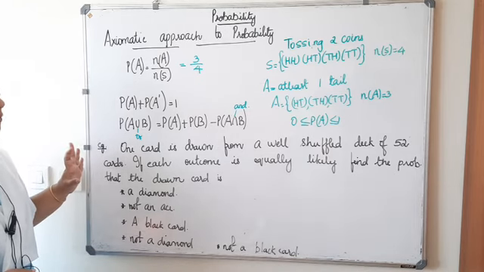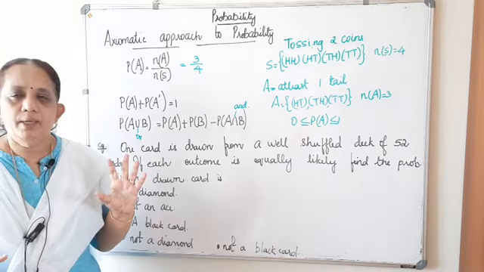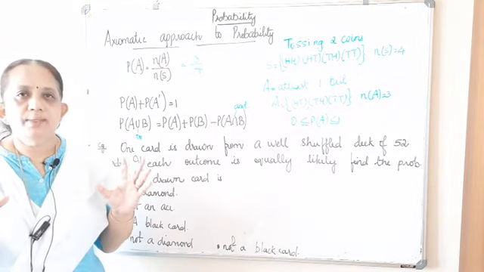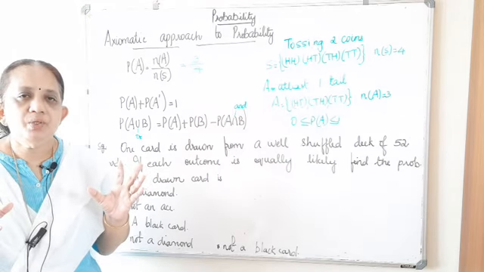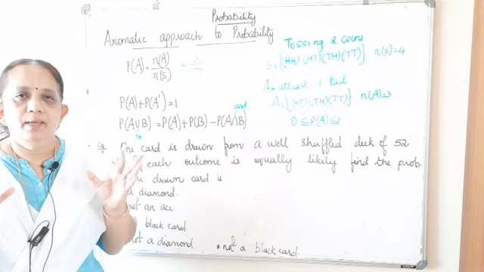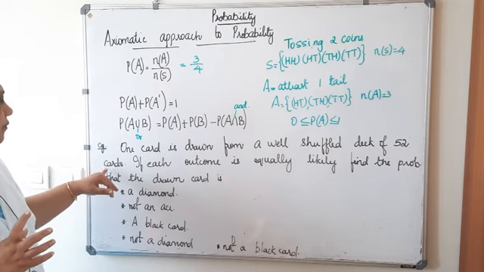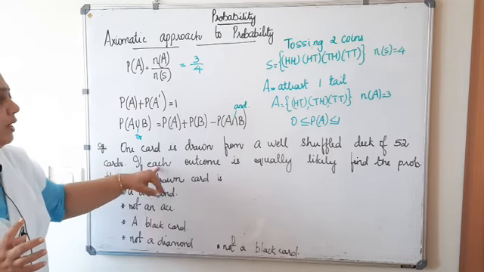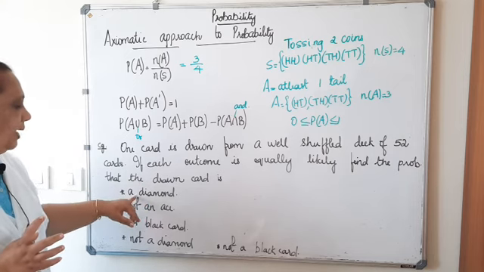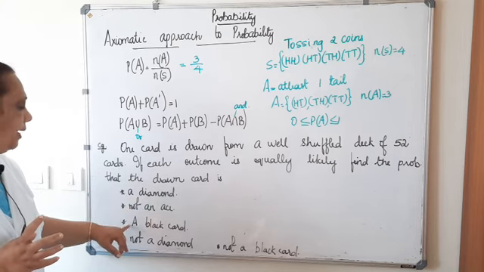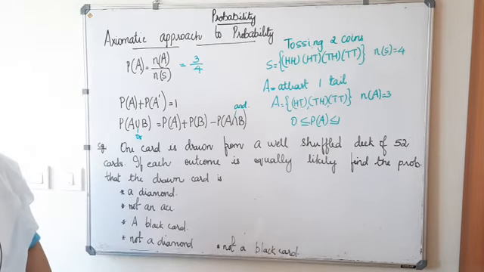Now let us consider the example. One card is drawn from a well shuffled pack of 52 cards. You all know what playing cards are. There are 52 cards, joker is not included. One card is drawn from a well shuffled deck of 52 cards. If each outcome is equally likely, find the probability that the drawn card is a diamond, not an ace, a black card, not a diamond, not a black card. So this is the question.